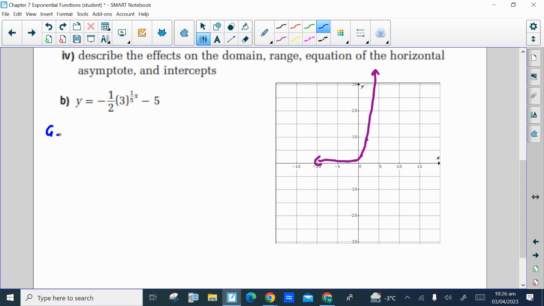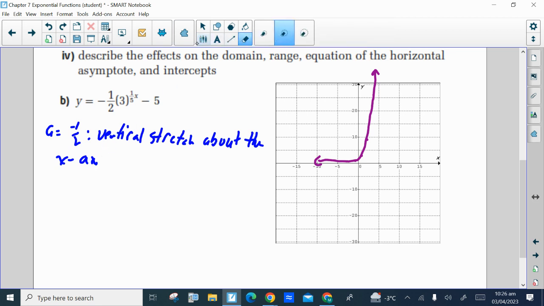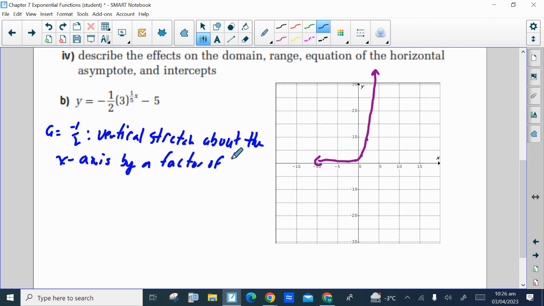So if we go through our parameters, the first one we see is that a is negative a half. So that's going to be 2 transformations. We're going to have a vertical stretch about the x-axis by a factor of a half, and also a reflection about the x-axis because a is negative.